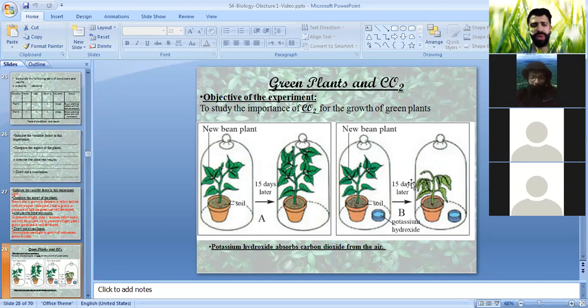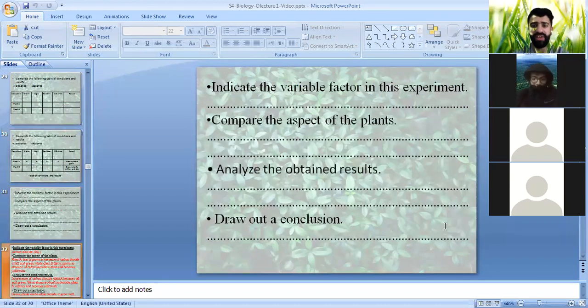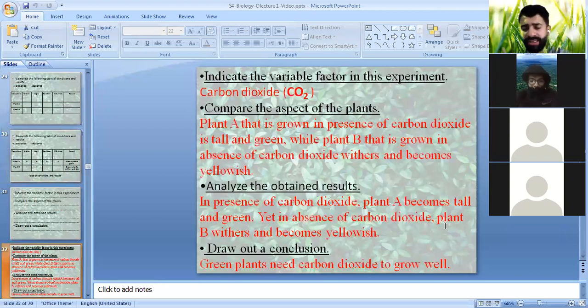Why? Because here we have potassium hydroxide. The role of potassium hydroxide, you have to know it. It absorbs carbon dioxide from the air. So by absorbing carbon dioxide, there is no CO2. So plant B lacks CO2. So the variable factor here is the CO2, since it's present in A and absent in B, which leads to these variable results. So indicate the variable: it's carbon dioxide, CO2.